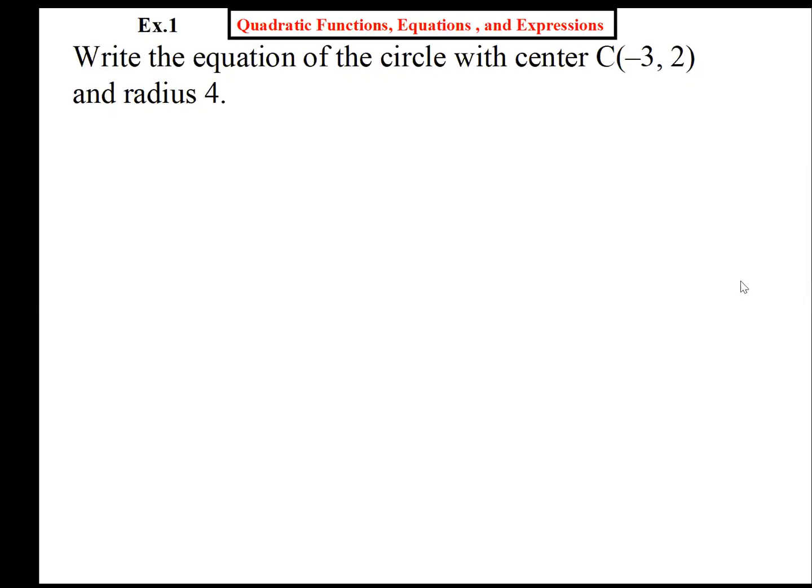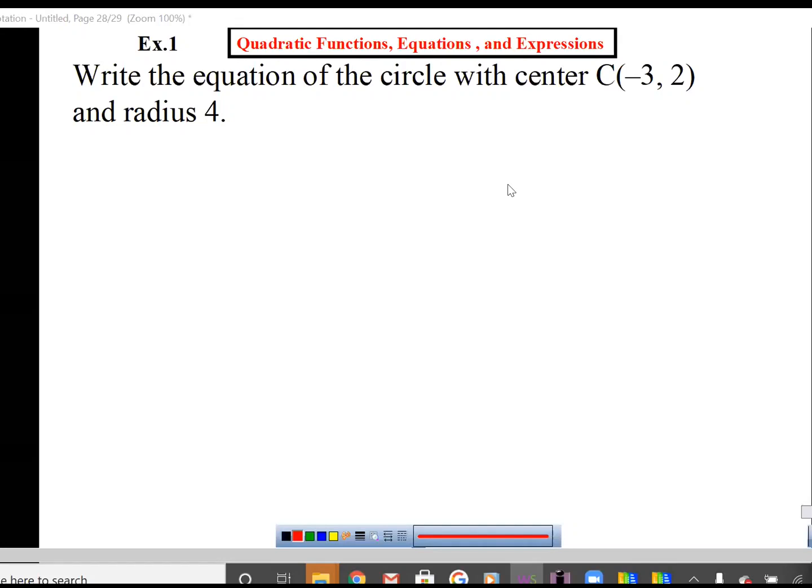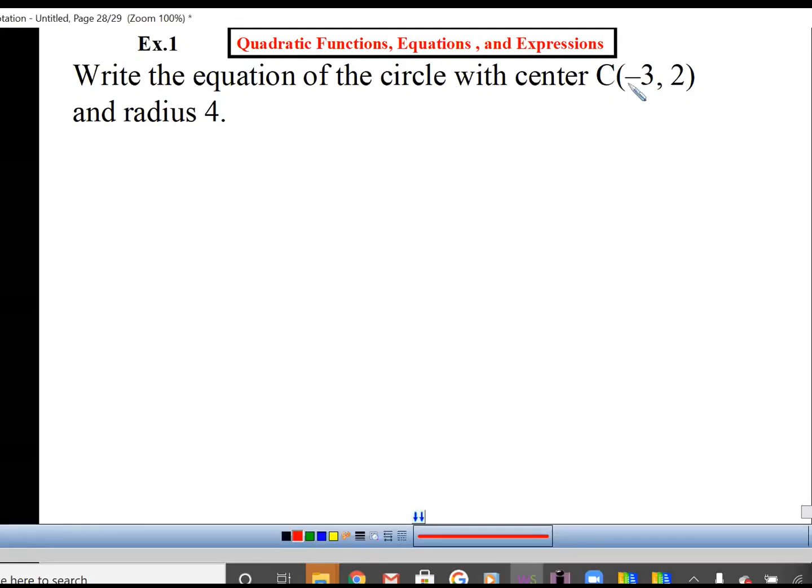All right. Write your utensils down. Look up to the screen. Here we go. So you already copied it. Just relax. Pay attention, please, and then I'll have you copy it right after. It's going to go pretty fast. Focus. It says, write the equation of the circle with center -3, 2, and radius 4.